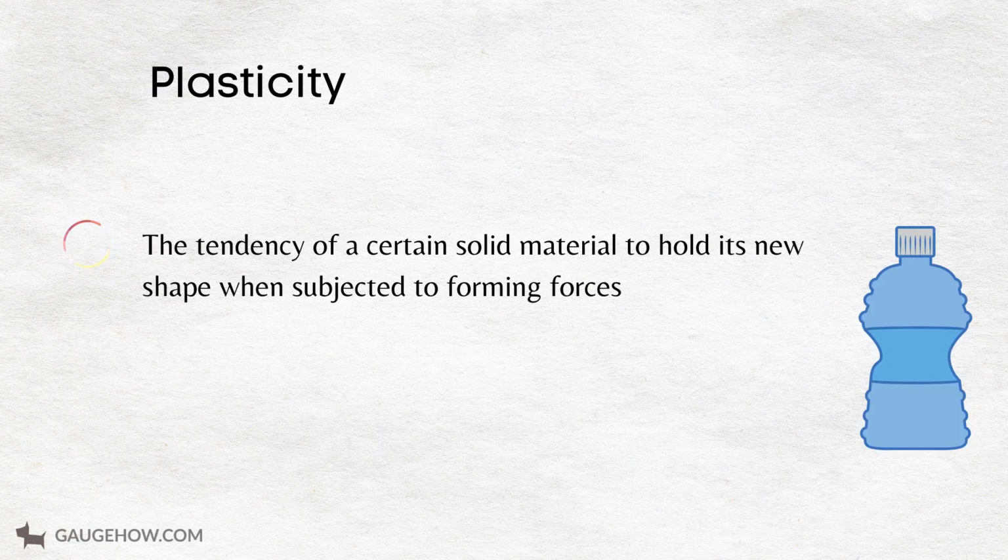Plasticity. Plasticity is the converse of elasticity. It describes the tendency of a certain solid material to hold its new shape when subjected to forming forces. It is the quality that allows materials to be bent or worked into a permanent new shape.